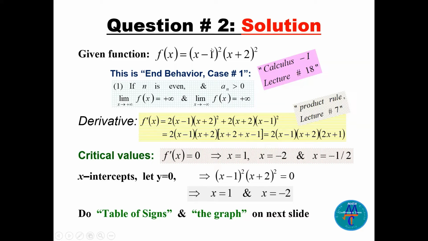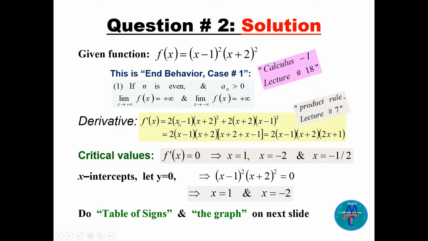Now to find the derivative, look here at this nice question. This is a product rule, lecture number 7. Product rule, you remember the rule, it will be u prime v plus v prime u. So find the derivative of the first, 2 times x minus 1 to the power 1, times the same v here, x plus 2 squared, plus the derivative of the second here, 2 times x plus 2 to the power 1, times the first one, x minus 1 squared.